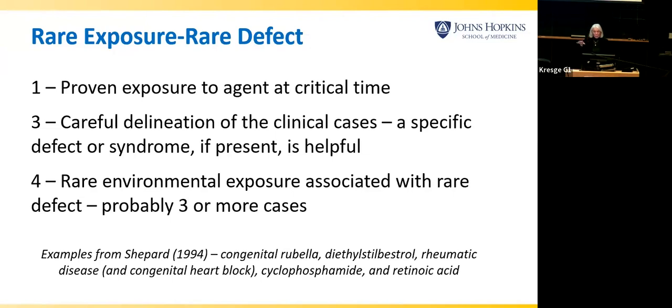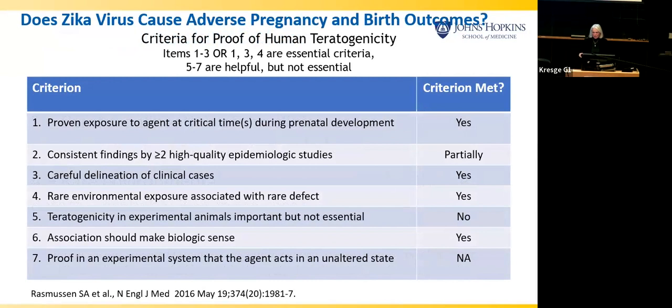And this is what we use. This is the pattern, or the approach, that we used to make the case that Zika was a cause of birth defects in the New England Journal in 2016. So we were able, the epidemiologic data weren't there then, but we had proven exposure at a critical time.